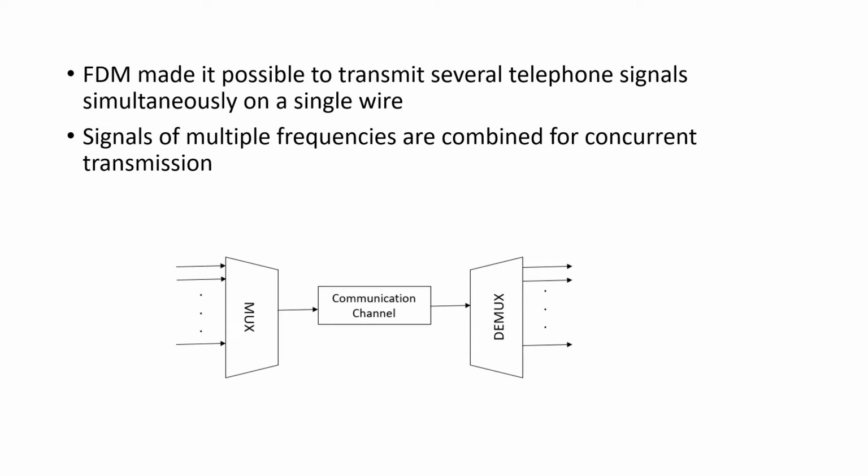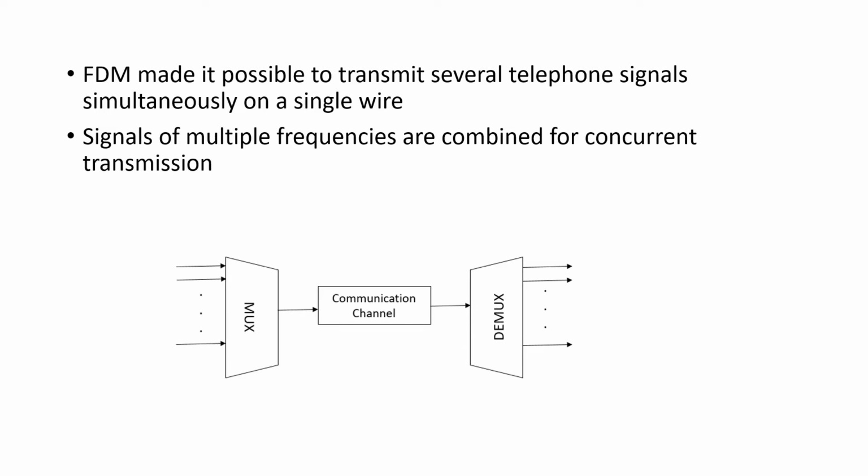In the diagram below, the multiplexer converts the modulated signals coming from the input devices into a combined signal. This combined signal enters the communication channel. On the receiver side, a demultiplexer is used to convert the combined signal back into the original individual signals.